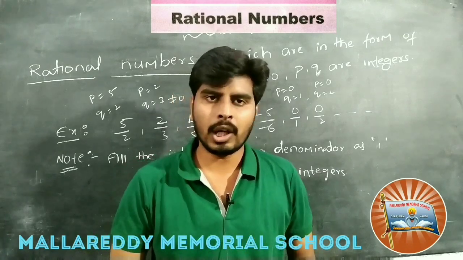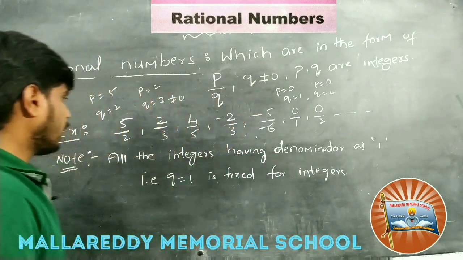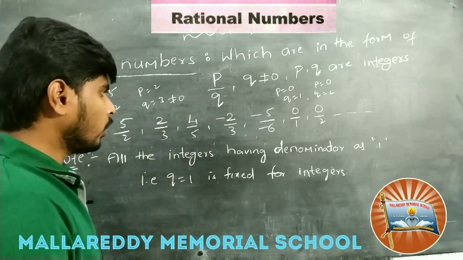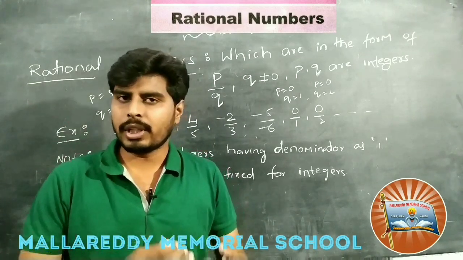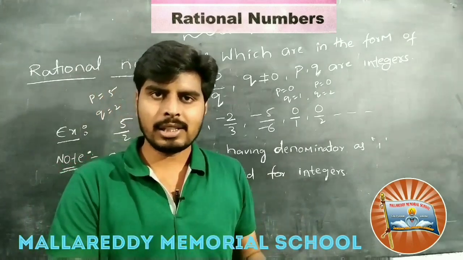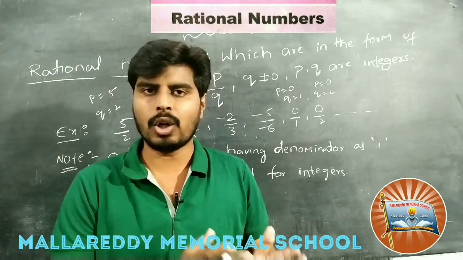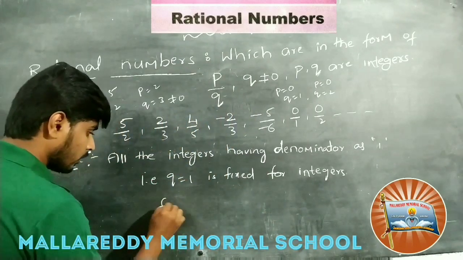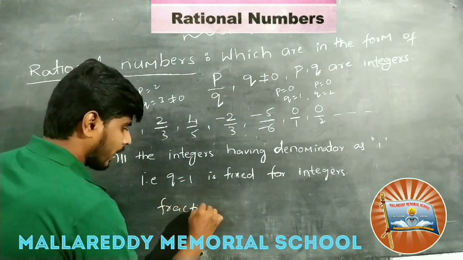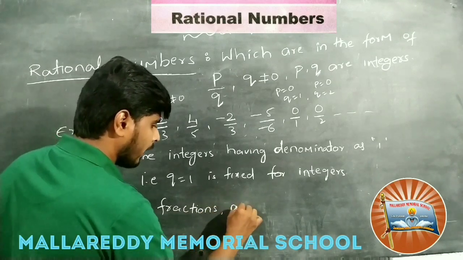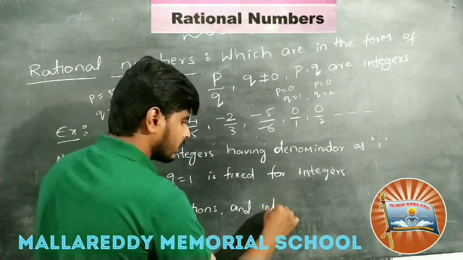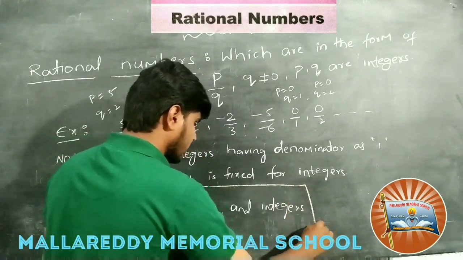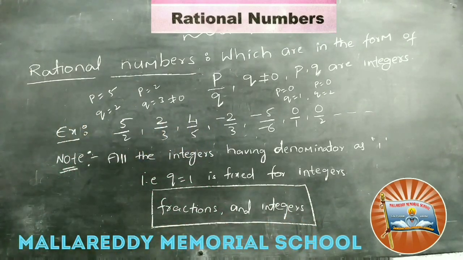Now look carefully here, all these are fractions, isn't it? So what we can conclude here: fractions and integers together are called rational numbers.